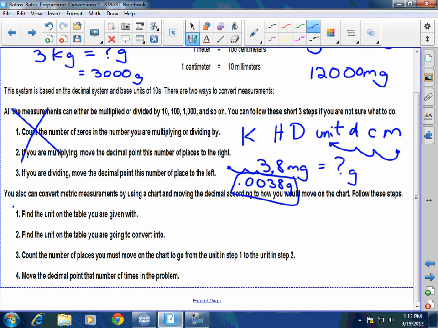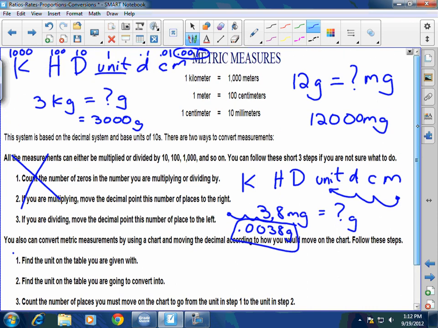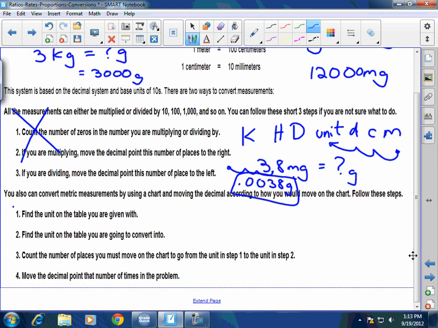That's pretty good, right? Now, could you have done it the other way, Mr. Morrow? Of course. Am I going small to large or large to small? I'm going small to large, so then do I multiply or divide? So if I divided 3.8 by 0.001, I've got to move the decimal 3 places to the left. Either way, I'm doing it. Does that make sense?